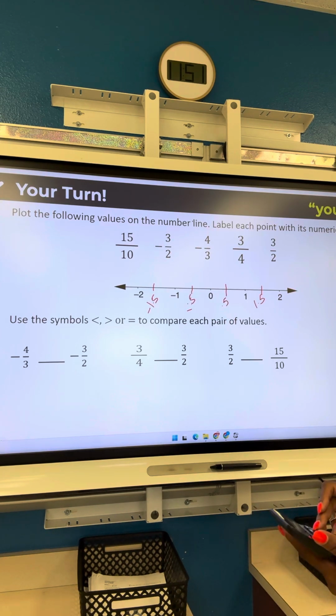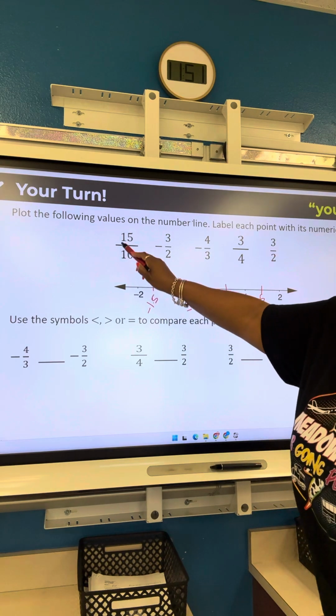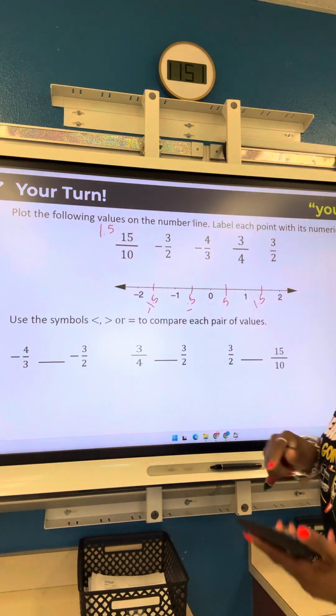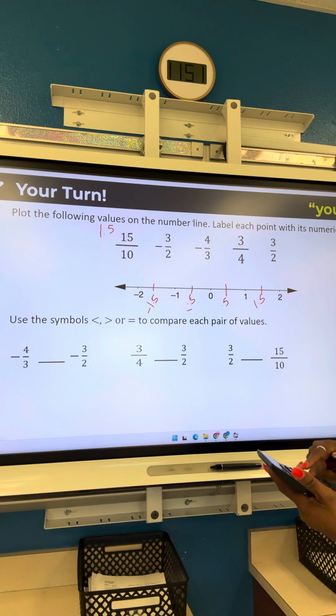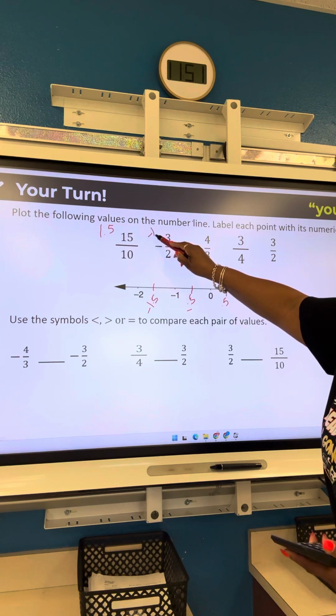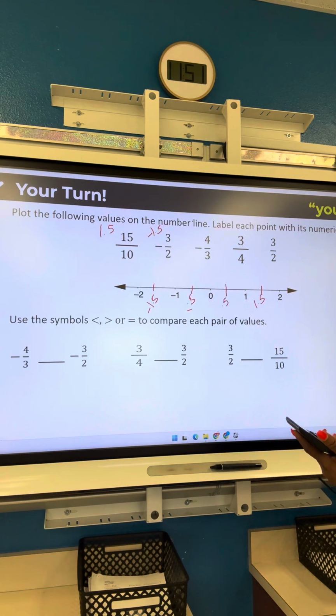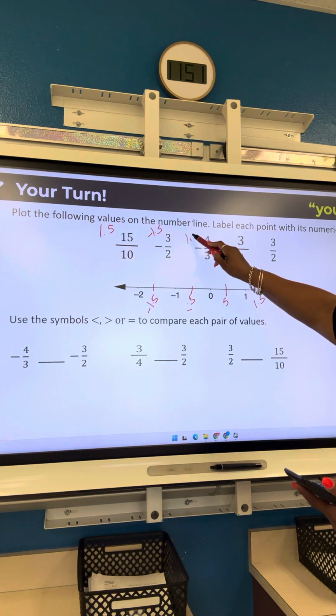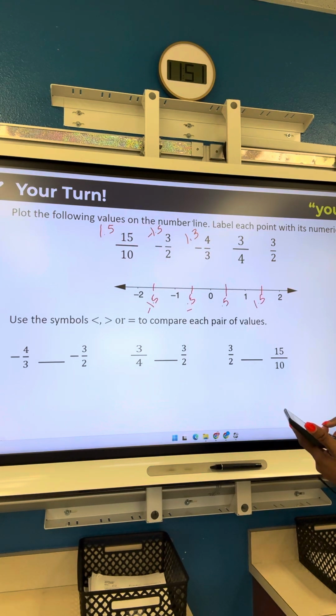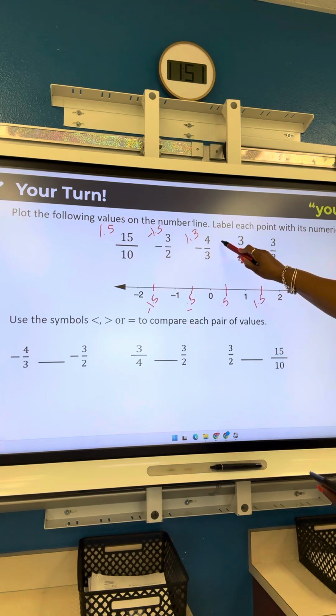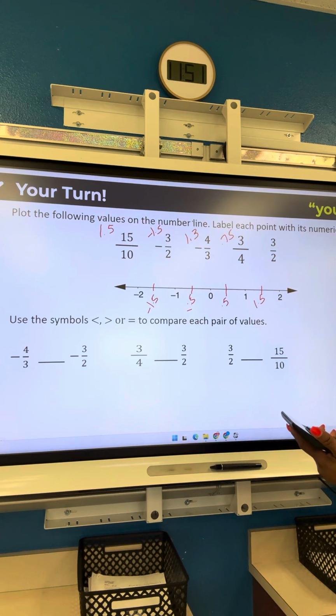So 15 divided by 10 gives us 1.5. So we're going to write it here. Then we have negative 3 divided by 2 gives us negative 1.5. Then we have negative 4 divided by 3 gives us negative 1.3. Then we have 3 divided by 4 gives us 0.75. And then we have 3 divided by 2 gives us 1.5. So we have all of those. So we're going to go ahead and put them on the number line.